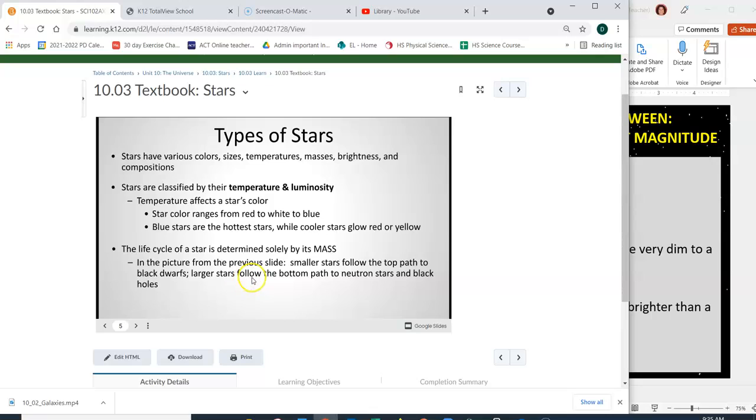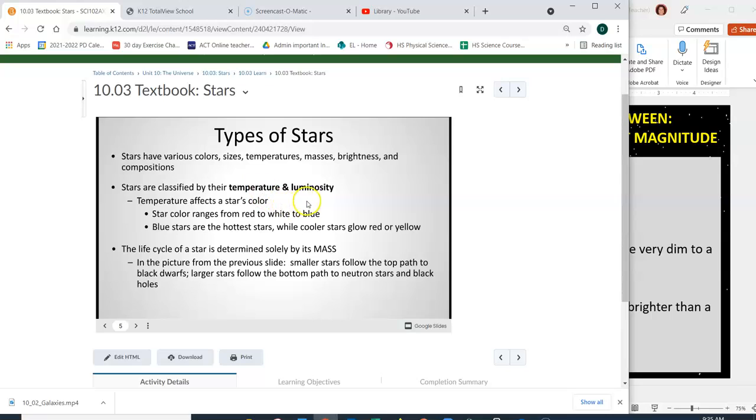And when we talk about stars, the way that we classify stars are two ways: temperature and luminosity. And the word luminosity may be a word that you don't know, maybe you haven't heard of it. So luminosity actually means brightness. How bright is it?